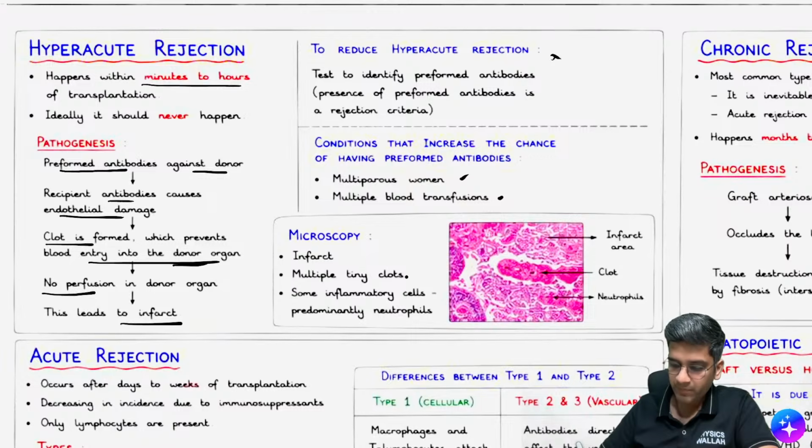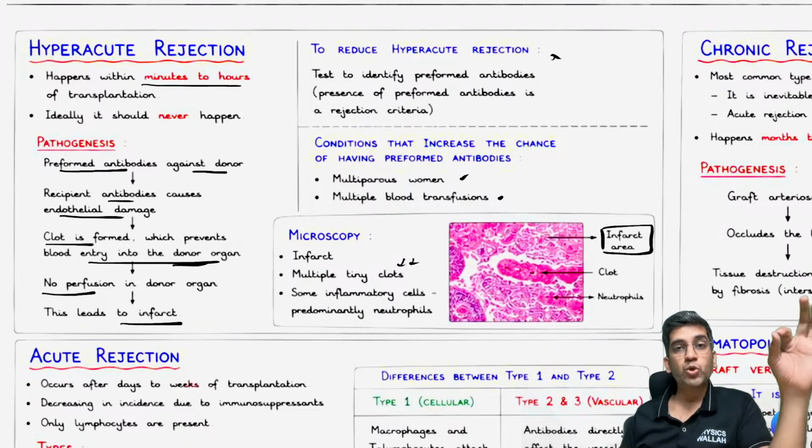What I see in microscopy, I'll see multiple tiny clots, and like I said, I'll have classical coagulative necrosis. That's what I see in microscopy. Hyperacute is a never-happen event. I have to avoid it.